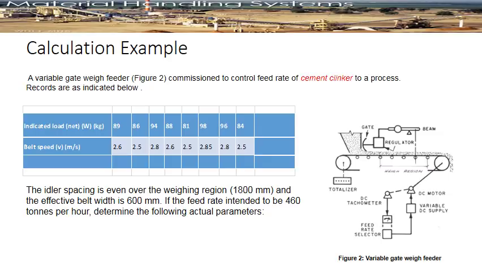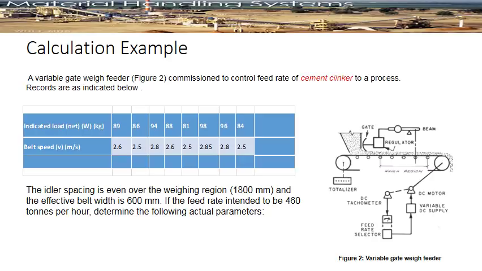So we have the idler spacing over the weighing region of 1,800 millimeters, and the effective belt width is 600 millimeters, and the feed is intended to be 460 tons per hour. Now that's what we want it to be. Okay, so everything we have should be about or more than the 460 tons per hour. So we have to determine the following actual parameters, and that's what we are going to cover soon.